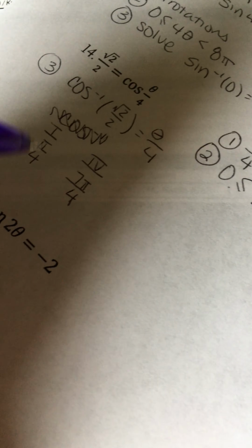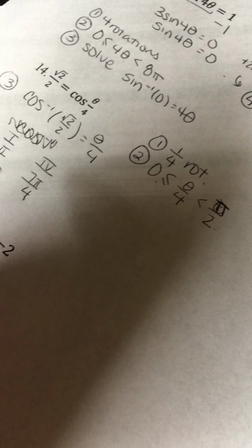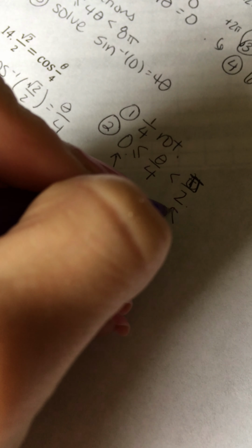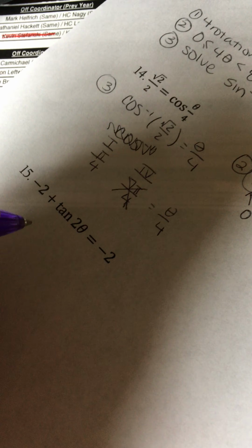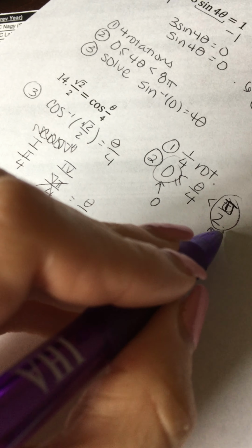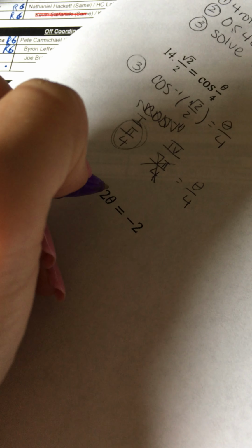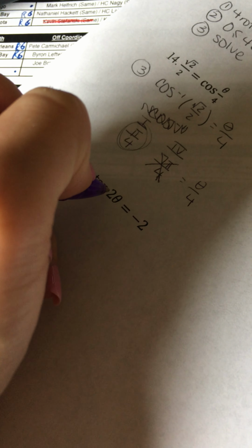Now, if we look at our domain of what we are restricted to, we are only restricted to between 0 and pi over 2. So my answers here, I actually don't get this 7 pi over 4. It doesn't count because it's not between 0 and pi over 2. So the only answer I get is this pi over 4. We don't get the 7 pi over 4 because it does not fall in our domain. And it's a quarter of rotation. We don't need to do anything else. This is all that we have.